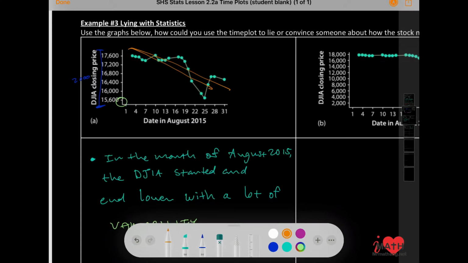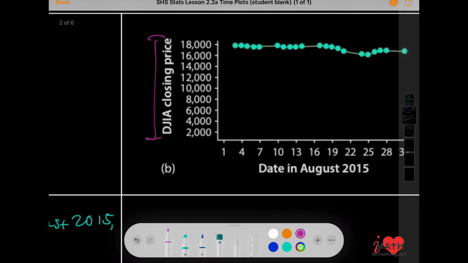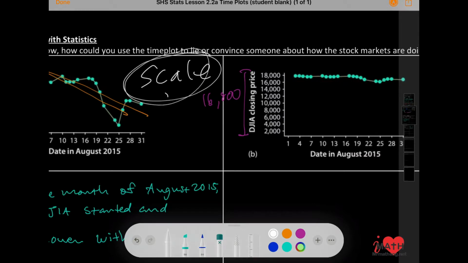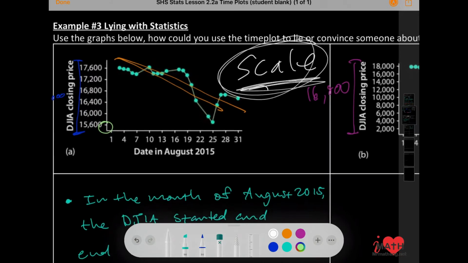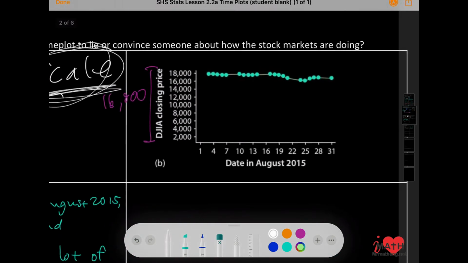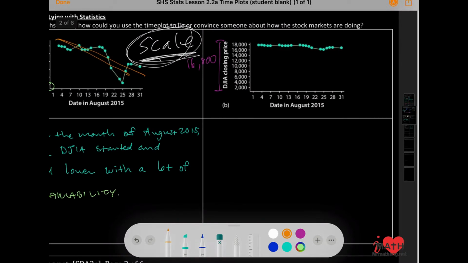But if you're a person who's trying to, maybe I'm trying to convince you now. Look at this. Look at the difference here. This one's a difference of 16,000. What's the difference between the two of these? It's the scale. People are going to change the scales to make the graphs look different. Does that make sense?